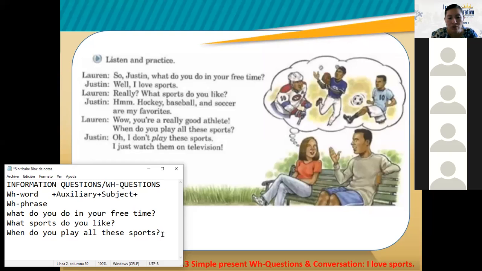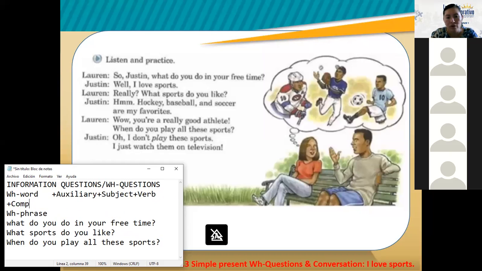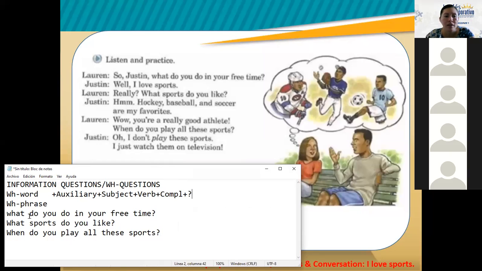Luego teníamos el verb en su forma base. Y teníamos al final un complemento, si es que había, y pues poníamos un question mark, ¿ok? Entonces, cuando yo vengo ya acá a las preguntas, y empiezo a clasificarlos, si usted se fija, ¿verdad? Tenemos acá la WH word, en este caso tenemos el auxiliar, tengo el subject, tengo el verb, tengo el complement y tengo mi question mark.